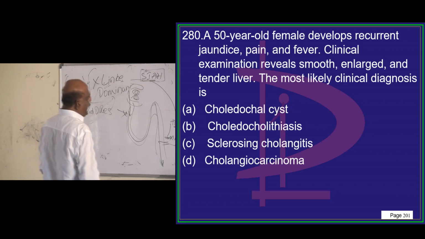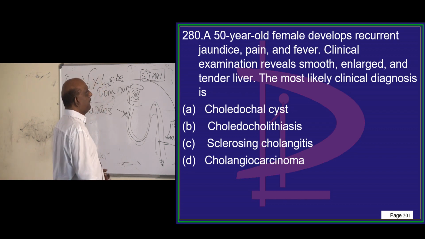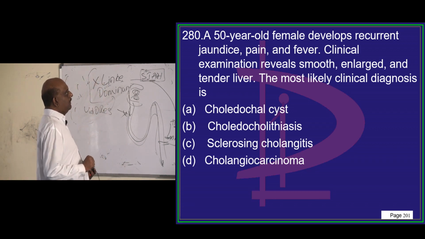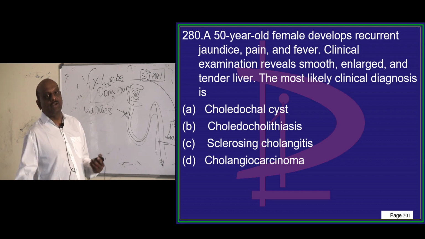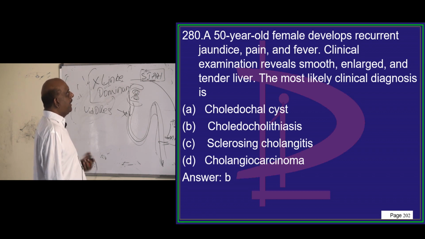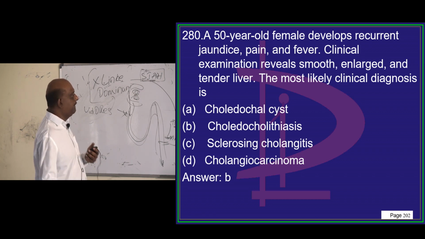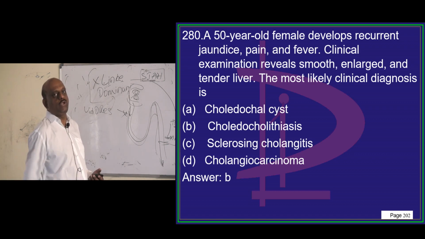50-year-old female, recurrent jaundice, pain, fever, smooth enlarged tender liver. What is your diagnosis? So you should remember classically the combination of jaundice, pain and fever makes it choledocholithiasis. The stone in the bile duct is choledocholithiasis.